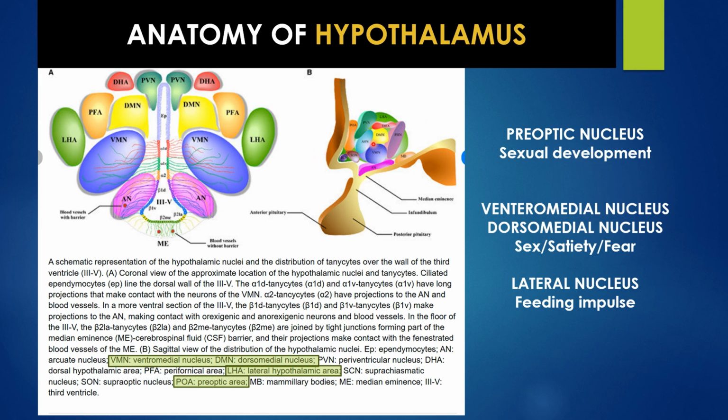Moving a little bit posterior in the midline, what we are able to see is the ventromedial nucleus and the dorsomedial nucleus, which are on either side of the CSF, the third part of the third ventricle, which deals with sex, satiety, and fear. As we move more laterally and posteriorly, we have the lateral hypothalamic area, LHA, which is more lateral and also more posterior, which deals with feeding impulse. So these four nuclei, namely the preoptic nucleus, ventromedial nucleus, dorsomedial nucleus, and the lateral nucleus, are the nuclei of the hypothalamus which are components of the limbic system.